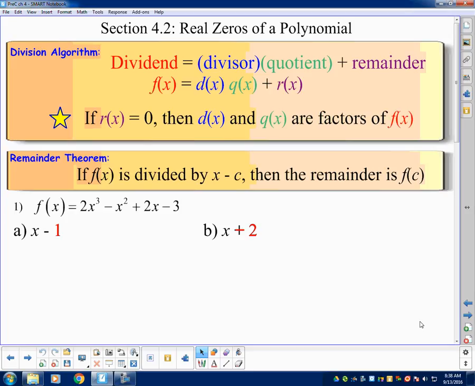It doesn't have to be factorable. Sometimes we use synthetic division to see if it is. We're doing the division to see if we get a remainder of 0.